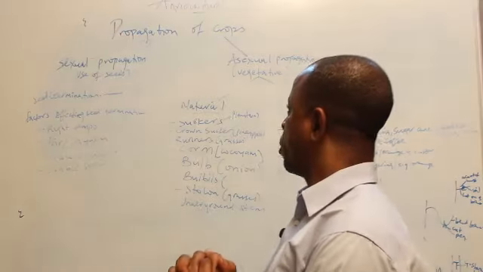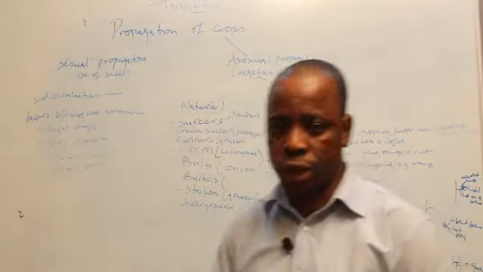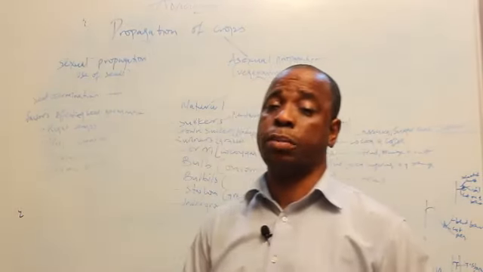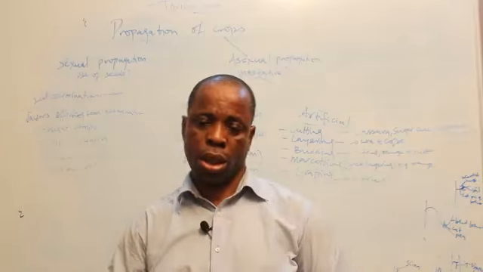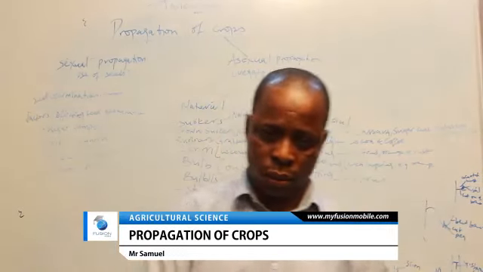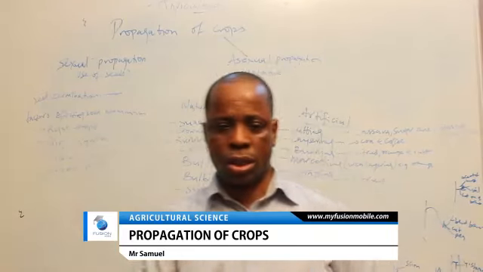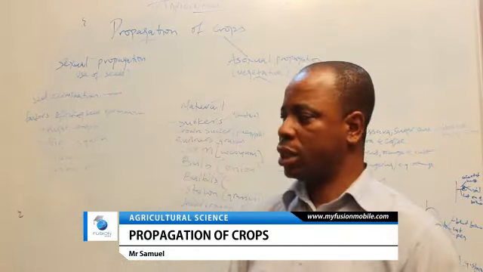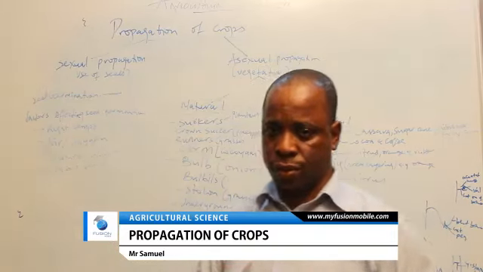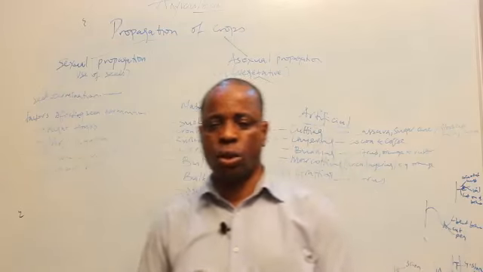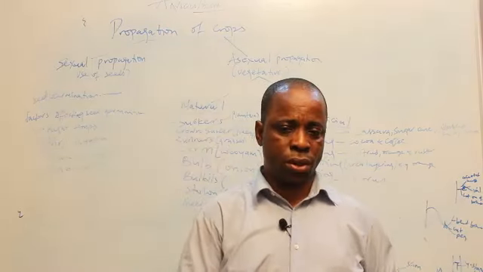Now we move to a new topic known as propagation of crops. Propagation simply means reproduction in crops, the process by which we get a new crop from the old one. In animals, we call it reproduction, but in plants, we call it propagation. Now, there are two types of propagation. We have the sexual propagation and the asexual propagation.